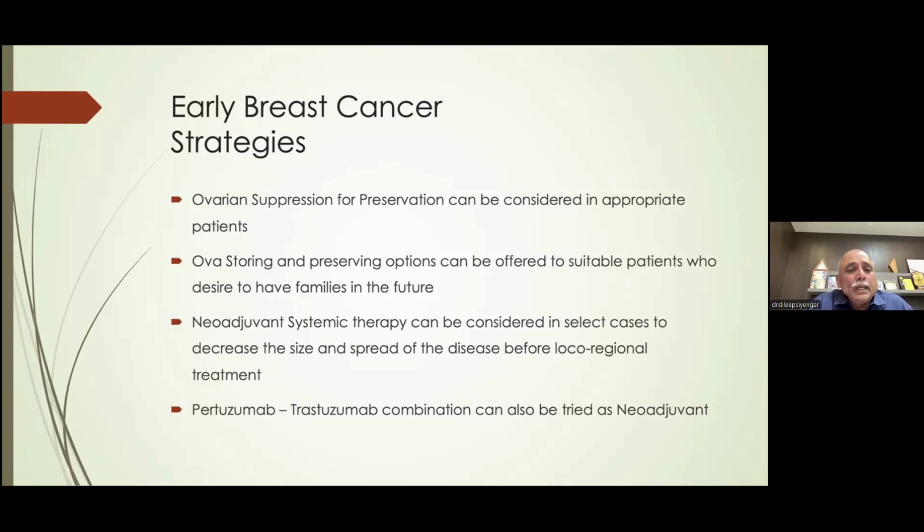Neoadjuvant systemic therapy, that is systemic chemotherapy or immunotherapy before doing surgery, is known as neoadjuvant systemic therapy. This can be considered in select cases to decrease the size and the spread of the disease before loco-regional treatment. What is loco-regional treatment? Loco-regional treatment is surgery and radiation. So before that, chemotherapy or immunotherapy can be given. Pertuzumab and trastuzumab combination can also be tried as neoadjuvant therapy.